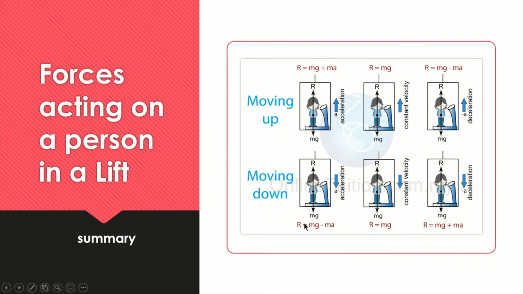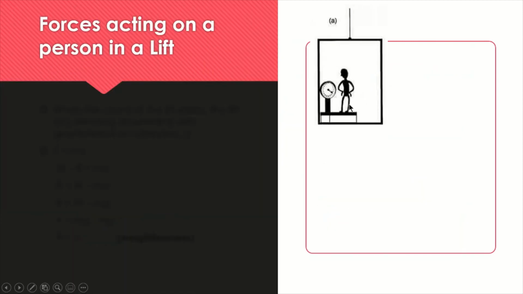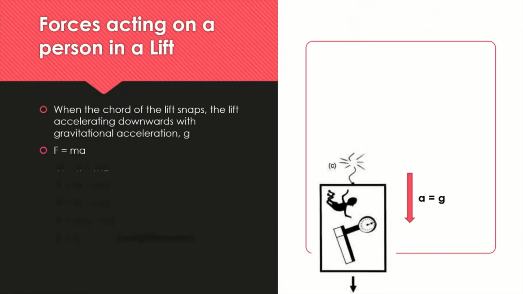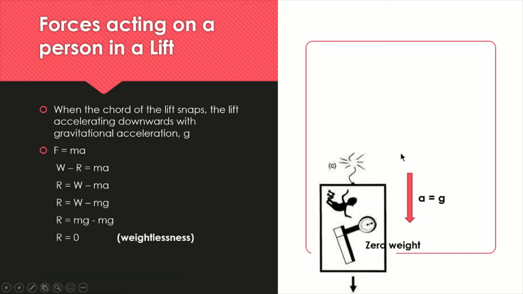So R changes according to the state of motion of the lift, meaning the R will change according to the motion of the person. Now, what if the cable that holds the lift snaps? Obviously, it's going to drop, right? So it drops with gravitational acceleration. The cord snaps, and the lift accelerates downwards with gravitational acceleration.